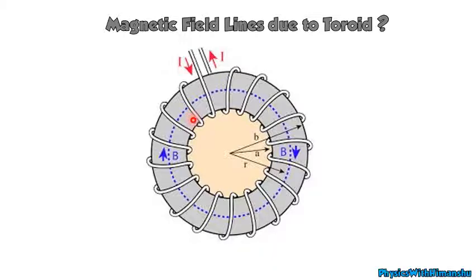And what will be the value of that magnetic field? We'll be deriving it with the help of Ampere's second law. But remember, there will be no magnetic field outside the toroid or in this region of the toroid. There will be magnetic field only inside the core of the toroid, and the value of the magnetic field will be uniform. On what factors will it depend? We'll discuss in the upcoming slides.